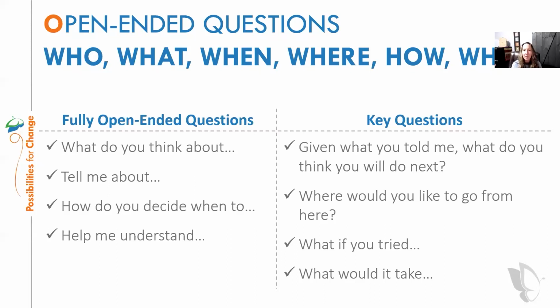And then those key questions, I love these questions because it helps youth to think about what will it take? What do they need? It's really that moving from information gathering to guiding towards planning for change, thinking about change in the future, intention, all of those things that we know affect behavior change. So you can see some examples here, even a summary, like given what you told me, what do you think you'll do next? Where do you want to go from here?